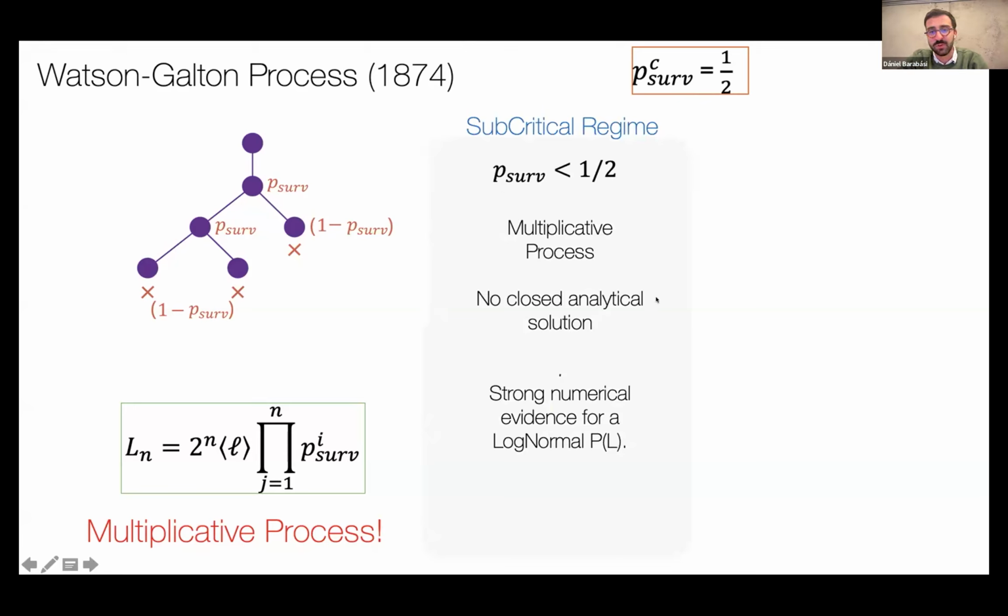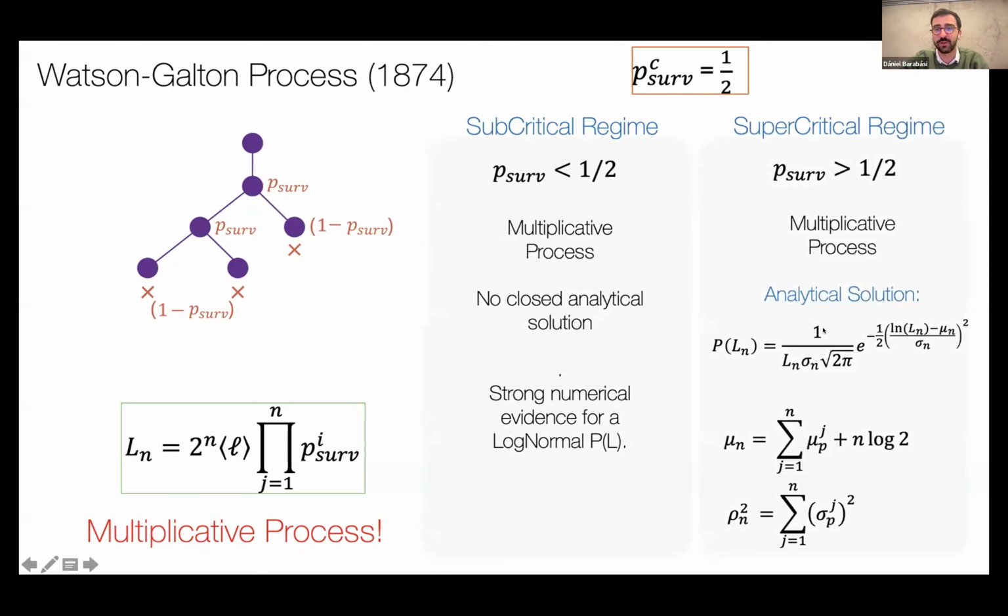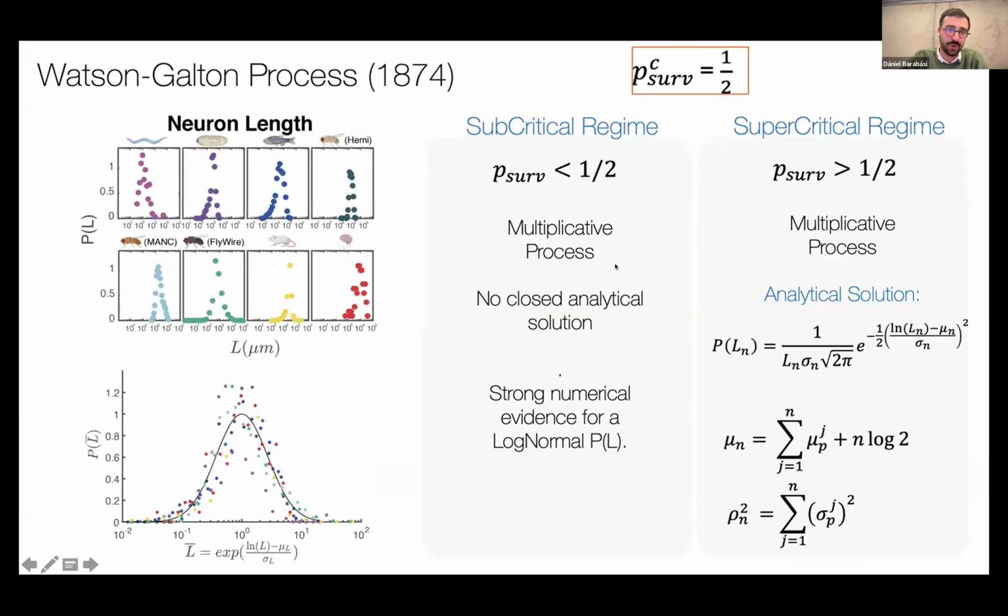This is a multiplicative process with no closed-form solution, but there's strong numerical evidence for a log normal length distribution of the resulting trees. In the supercritical phase, where you're branching more and very rarely stopping the branching, you also get a log normal distribution of neuronal lengths. So then we went out to measure the neuron lengths, and we again found that they're very nicely log normal.